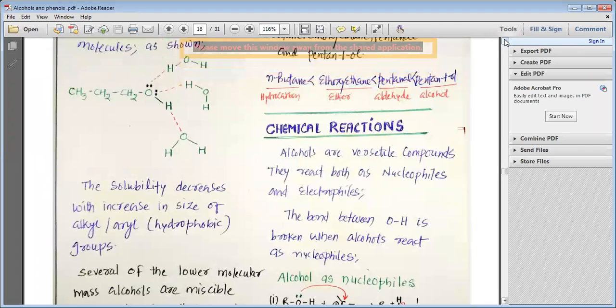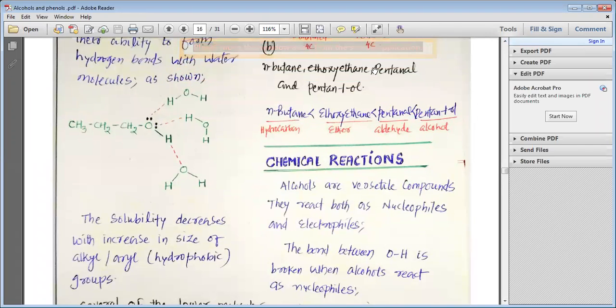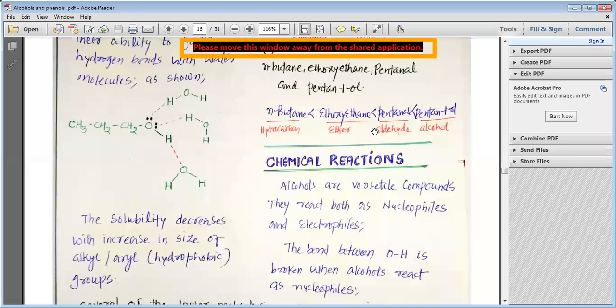We have even seen the order of boiling point and solubility: hydrocarbon is less than ether, ether is less than aldehyde, and aldehyde is less than alcohol. So this is how, my dear students, we can understand the solubility.